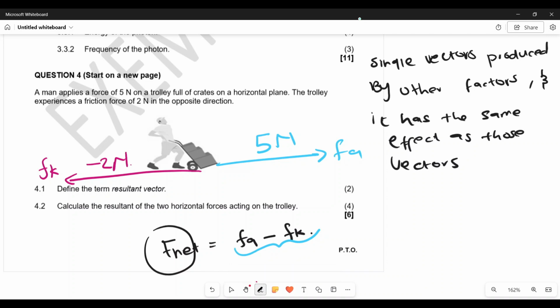Now, why are we saying that? If here you get 70, also this would be equal to your F net, meaning that your F net would also be equal to 70. So basically, these two would have the same effect, right?